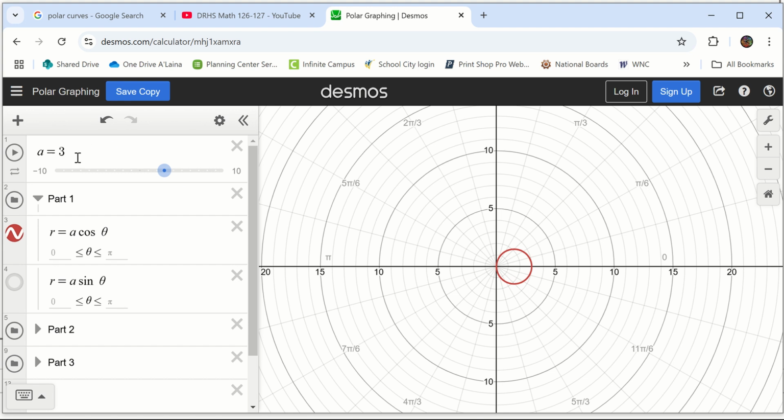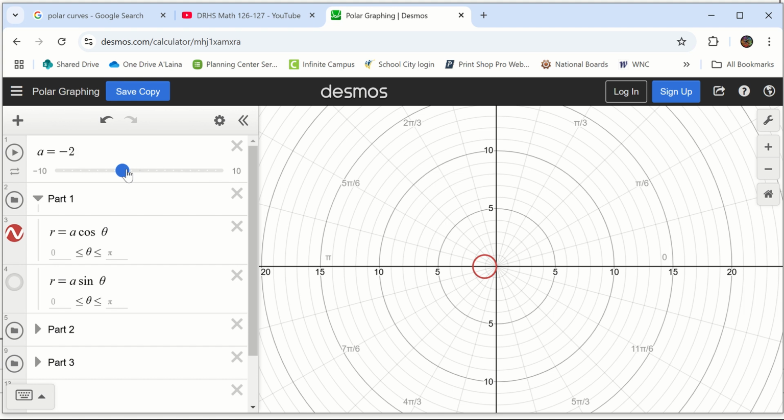What I'm going to do is right now a is 3, which is actually the same one that we just explored. I'm going to change what a is. As a gets larger, notice how my diameter of the circle gets larger, but it's still along the x-axis. Gets smaller, that diameter decreases. But what if I start using some really small values, like 0? Notice how that's just a point.